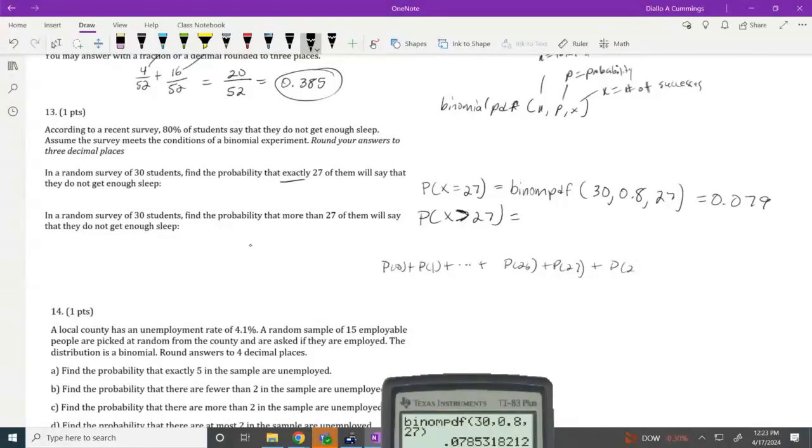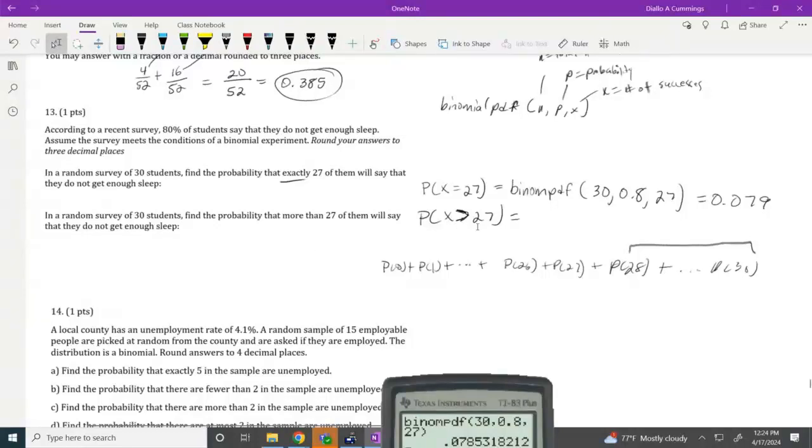Okay, yeah. Plus dot P of 30. So now if I want more than 27, am I actually going to include 27? No, right? So I want 28, 29, and 30, right? So I'm going to use that 1 minus.